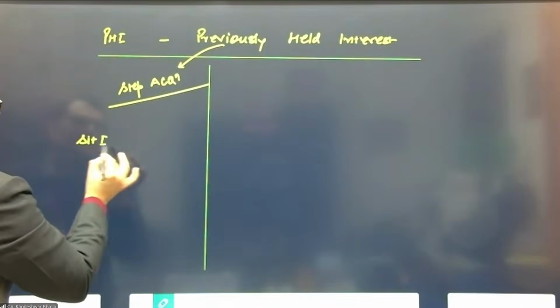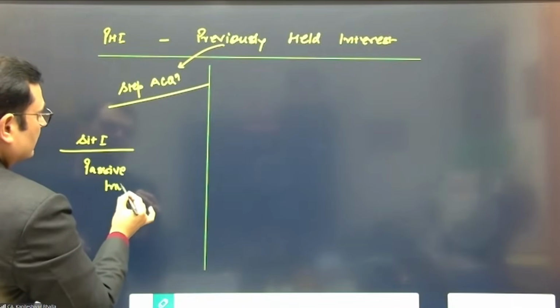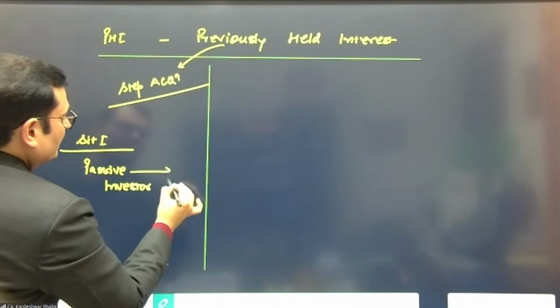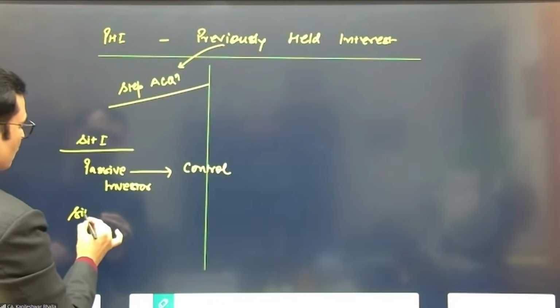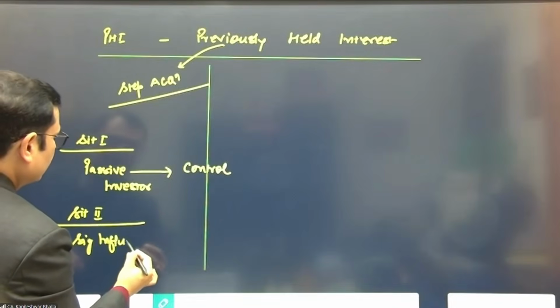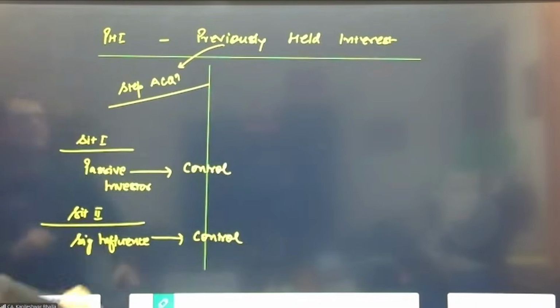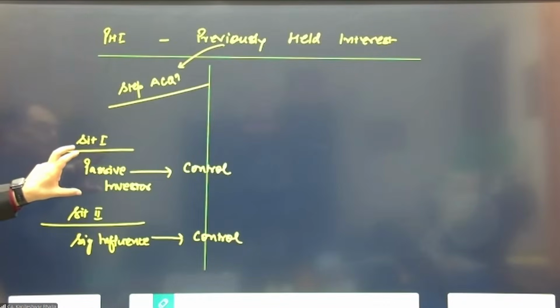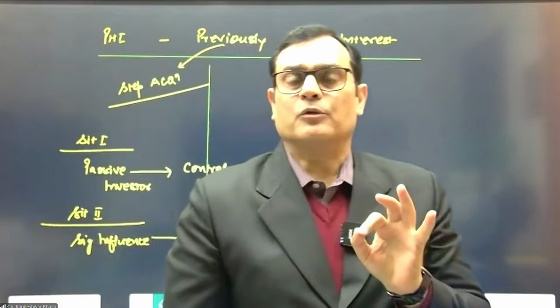So there can be two situations which will get covered here. Situation number one, you were a passive investor and then you achieved control. Situation number two, you had a significant influence, and then you acquired more shares and you got control. So when I look at a step acquisition, there are two broad cases: one is that you were a passive investor and you got control, or the other is that you had a significant influence and you got control.